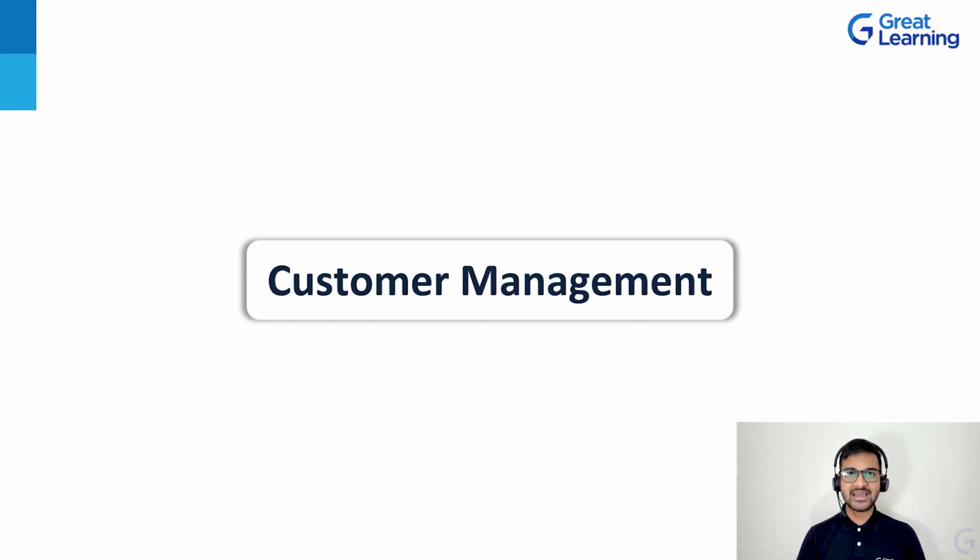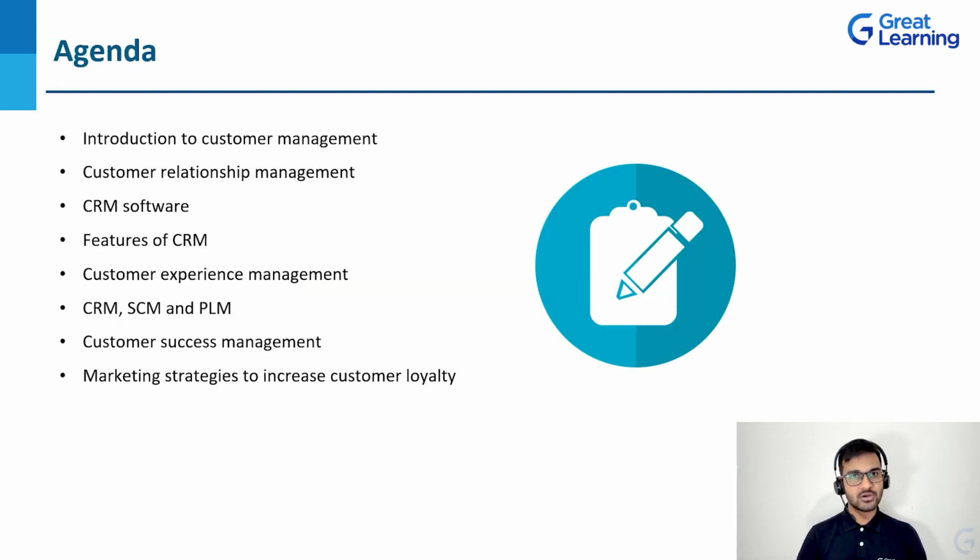So let's not waste any time and directly have a look at the agenda, where you'll be understanding what all we are going to cover in this course one after another. The very first thing that we will be discussing is Introduction to Customer Management, where I'll be telling you what exactly is customer management and what are the main objectives of customer management. Then we'll be understanding CRM, that is customer relationship management, the software aspect of it as well. Then features of CRM, what are some main or major features that should be there in each and every CRM software. All of that we'll be understanding.